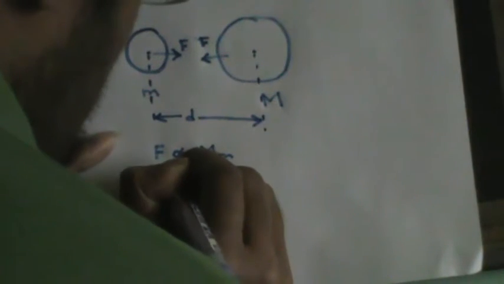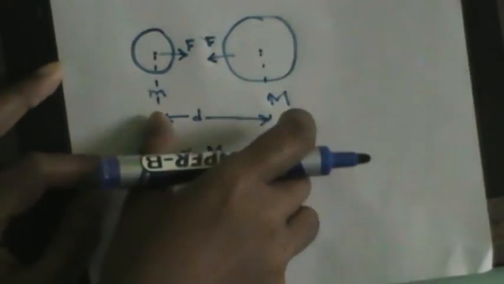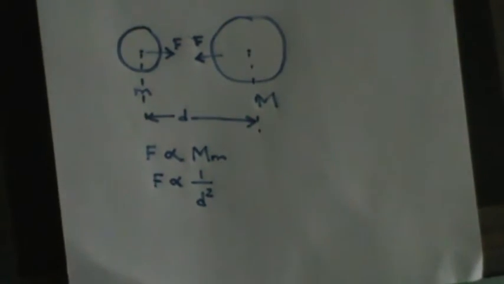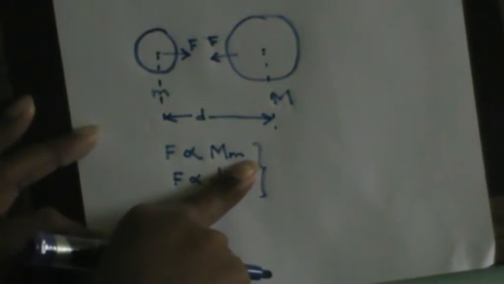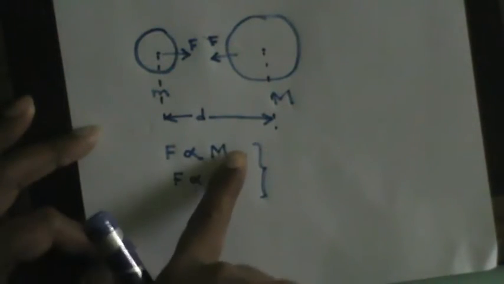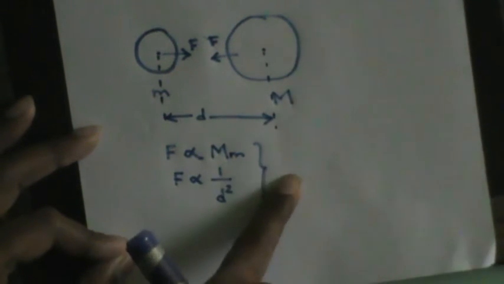So F is inversely proportional to the square of the distance, meaning F is directly proportional to 1 upon the square of the distance between these two objects. The distance between these two objects is d, so the square of this distance is d squared. As I showed in Newton's second law and the other concepts, if you have two proportionalities like this, you can combine them into a single proportionality. So if F is directly proportional to M times m, and F is directly proportional to 1 upon d squared, I can say F is directly proportional to M times m multiplied by 1 upon d squared.